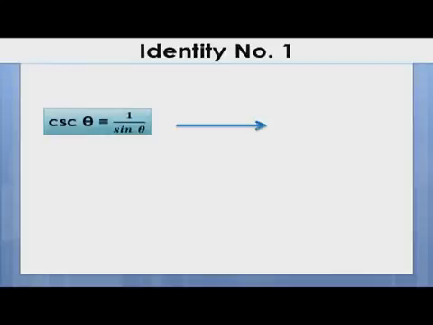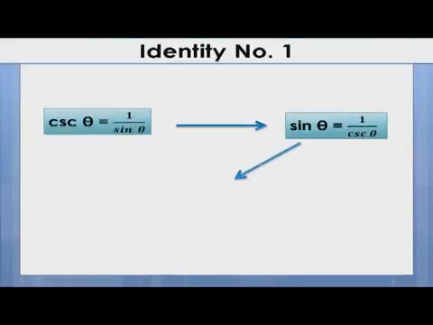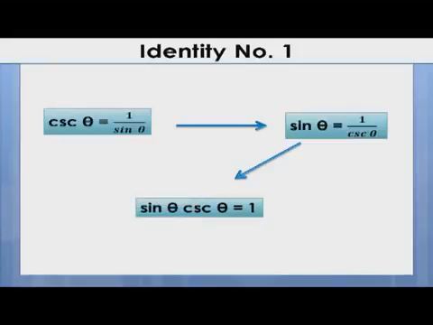Now we have derived identity number 1 of the reciprocal identities, which is cosecant theta equals 1 over sine theta. It can also be written as sine theta equals 1 over cosecant theta, which is also equal to sine theta times cosecant theta equals 1. They are just equal.